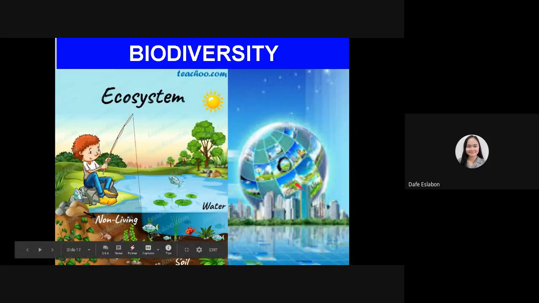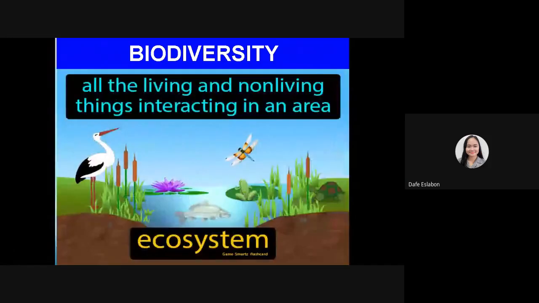To further illustrate the ecosystem, this is how it looks like. Ecosystem is a combination of living and non-living things or organisms living together in a single community. This is another illustration of an ecosystem. All the living and non-living things interacting in an area, and that is ecosystem.